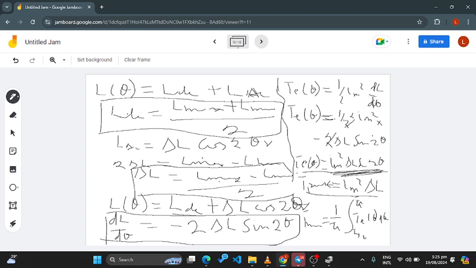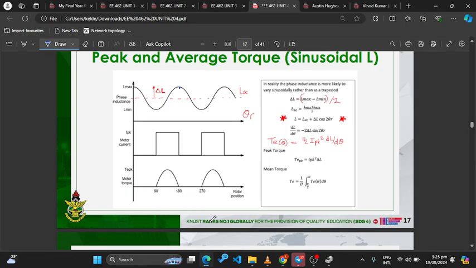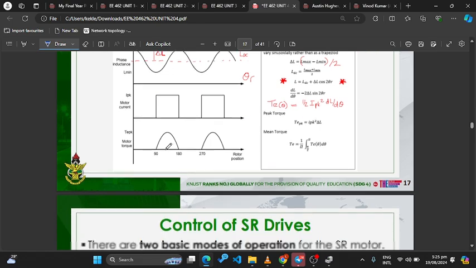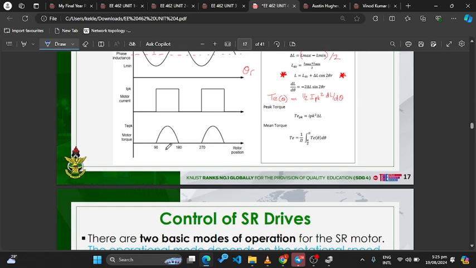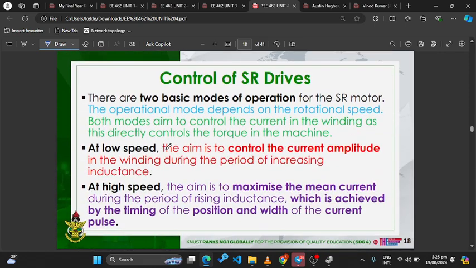So basically we've almost come to the end of the chapter. Everything is here. Okay, so control of switch reluctance drives.